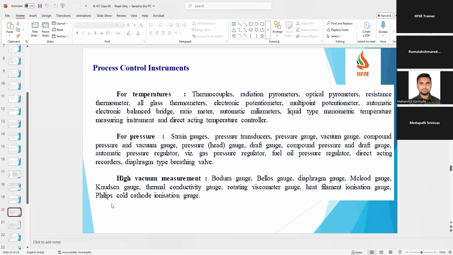For pressure, we have strain gauges. I heard about this, and pressure transducers. This also I heard about. Pressure gauges, they are well familiar. Even vacuum gauges are well familiar. Compound pressure and vacuum gauges, draft gauges, compound pressure and draft gauges, automatic pressure regulators. I think these are controllers. Gas pressure regulators, flue oil pressure regulators, direct acting regulators, diaphragms is also very familiar. Okay, high vacuum, bourdon gauge, bellows gauge, diaphragm gauge, McLeod gauge.